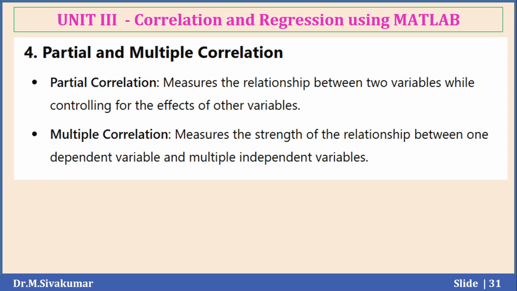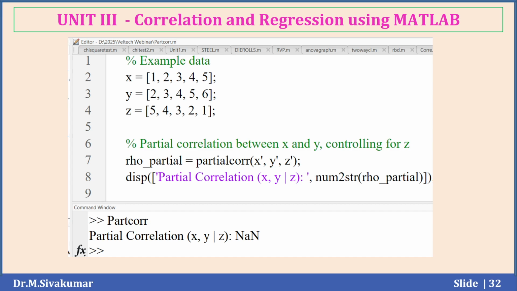And the final correlation method is partial and multiple correlation. What is partial correlation? What is multiple correlation? Partial correlation measures the relationship between two variables while controlling for the effects of the other variables. And multiple correlation measures the strength of the relationship between one dependent variable and multiple independent variables. This is example data for partial correlation: x, y, z. It shows a simple example for partial correlation between x and y, controlling for z.